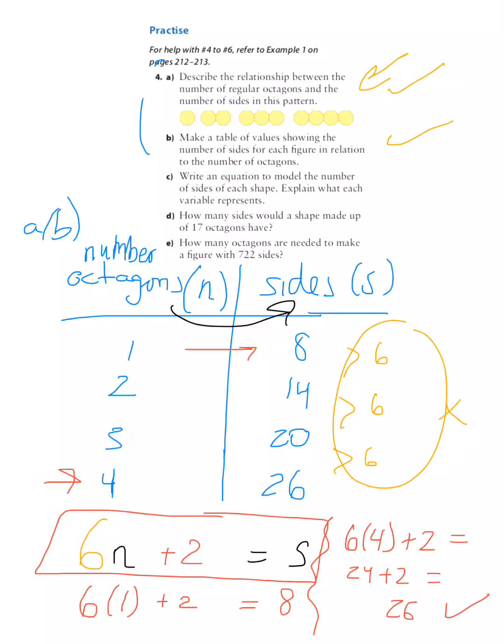So 6N plus 2 is S. Then for explain what each variable represents: N represents the number of octagons, S represents the number of sides. You can write that out. And then D, how many sides would a shape made up of 17 octagons have? So if we kept doing this, and we had 17 octagons, what would S be?